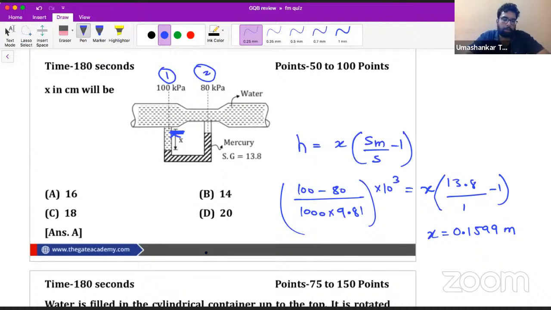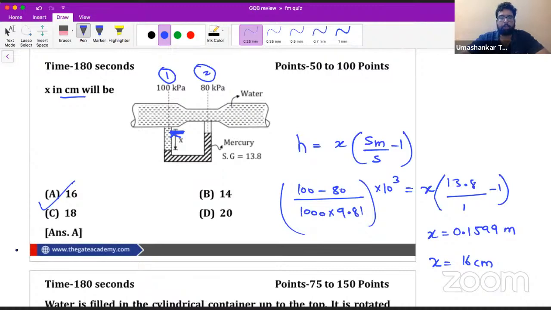Let's check that: 20 into 10 to the power 3, divided by 1000 into 9.81 into 12.8. So we have 0.1592, nearly this. The answer is to be given in centimeters, so if I convert it into centimeters, we'll be getting 16 centimeters approximately. So the answer is A.